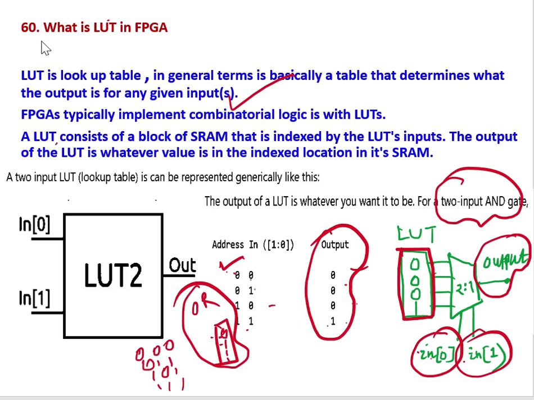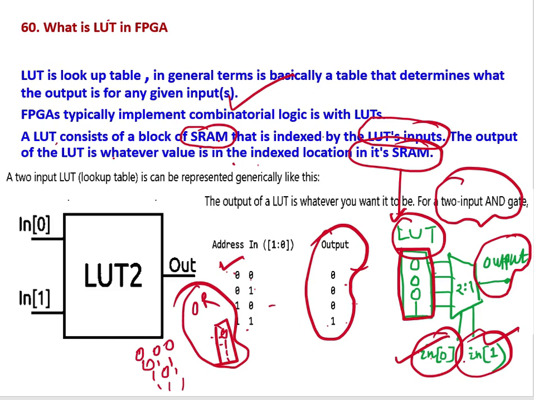Okay. A lookup table consists of block SRAM. So this is a memory that is indexed by the lookup table's input. The output of the LUT is whatever value is in the indexed location in its SRAM. So this lookup table is nothing but the SRAM, and based on the input we extract data from this SRAM and you get the output.